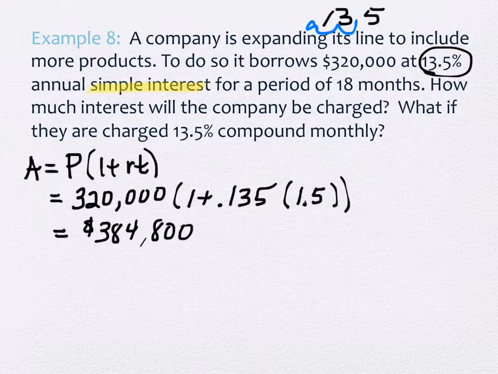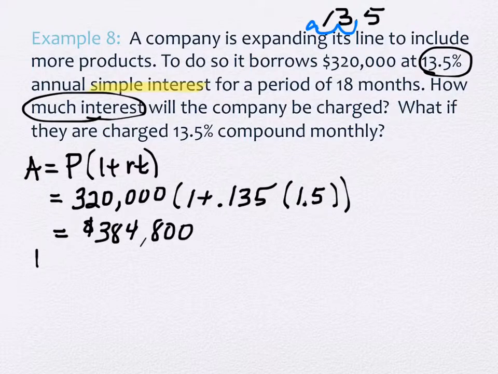Okay, 384,800. So they borrowed 320,000. They're going to have to pay back 384,800. And the question that was asked was not how much they're going to have to pay back, though. What is it asking me? How much interest is charged to them? So what will their interest be? That minus the principal amount.